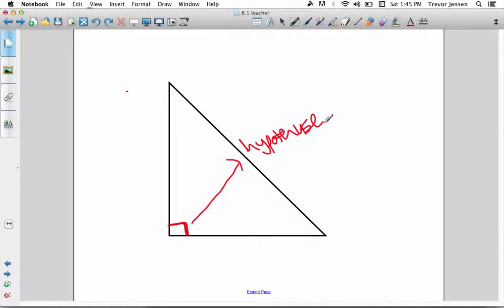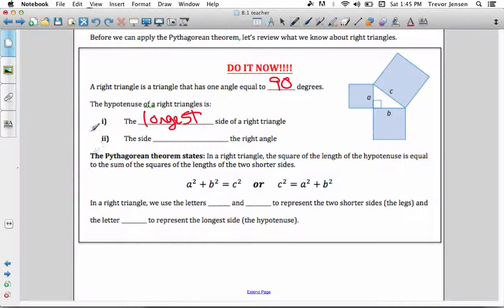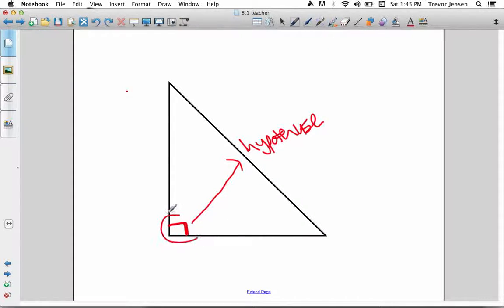Okay, so two ways to tell which side is the hypotenuse. Way number one, it's the longest side of the right triangle. Way number two, it's the side across from or opposite from the right angle. So find your right angle, so look for that little square. That'll tell you where the right angle is, and the hypotenuse is always across from that right angle.